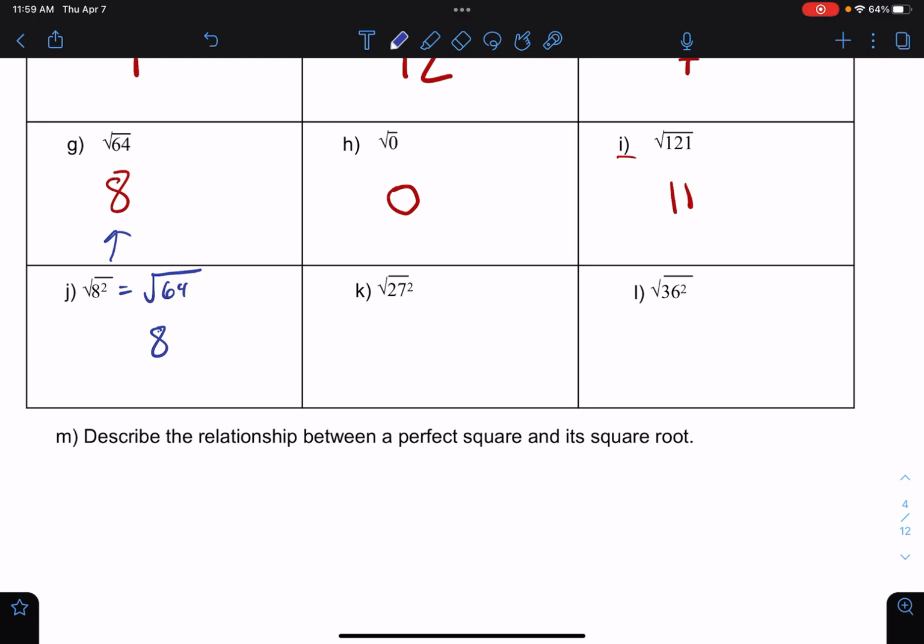So K, the square root of 27 squared, would literally be 27. And then I, the square root of 36 squared, would be 36. It would not be 6, it would be 36.